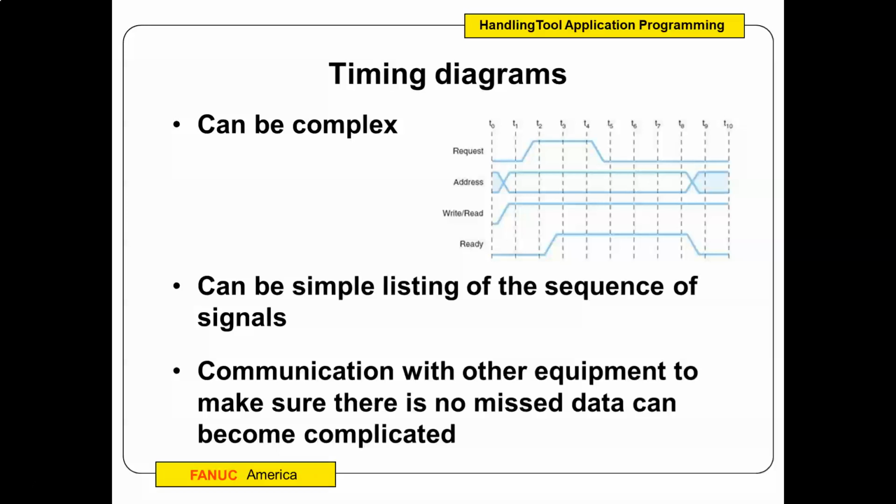Where it gets more complicated is when you're trying to communicate with something else like a PLC, and you're trying to make sure you don't miss any signals coming back from it. Frequently when a PLC sends a signal, you may send an acknowledgement signal back: yes, I have that, I understand that, that's what I'm going to do now. That's where timing and writing up these diagrams can be much more complicated.